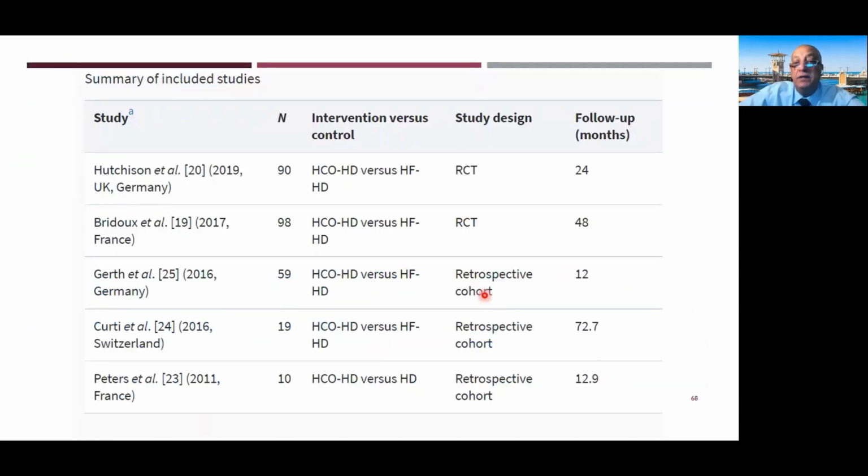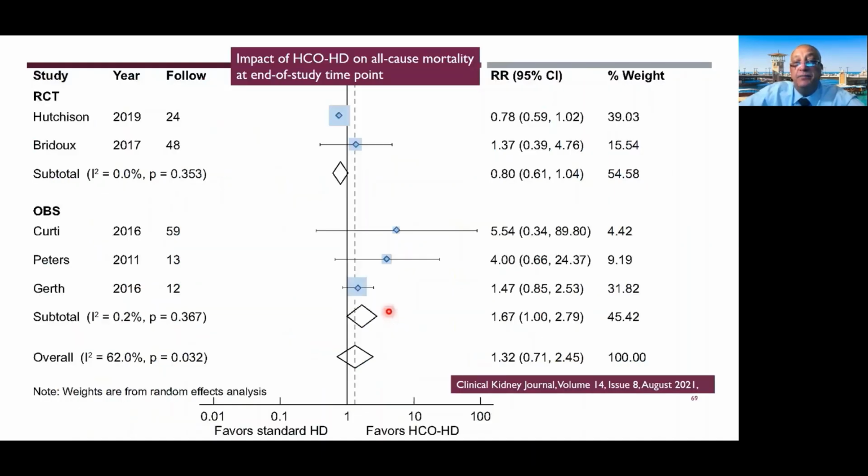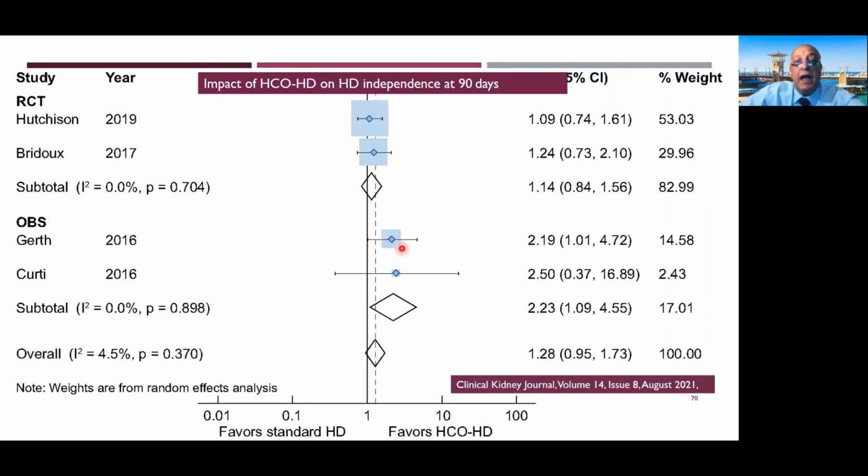In multiple randomized controlled studies, the difference between high cutoff and high flux has been assessed in different aspects and different studies. There is marginal improvement, and this is the impact of high cutoff hemodialysis on dialysis independence at 90 days in patients with myeloma, improving partially compared with the high flux group.